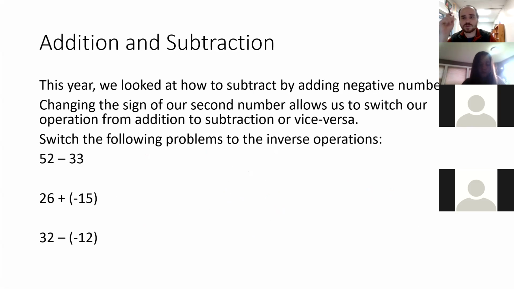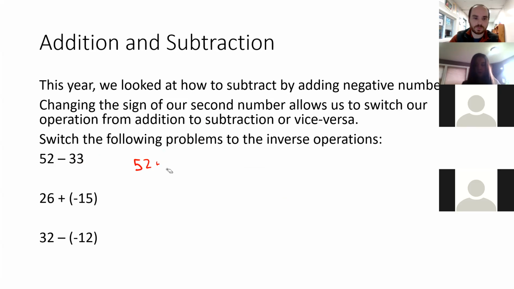This year we looked at how to subtract and add negative numbers. This is the first slide you're going to have stuff to actually write down. This is something we've already done, so this shouldn't be too hard for you. But what I want you to do is change the sign of our second number so that we can write this as the opposite operation. So here we have 52 minus 33. I want to make this into an addition problem. So we're going to 52 plus what? Oops.